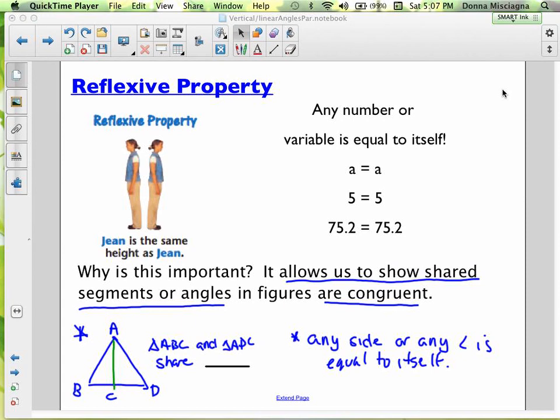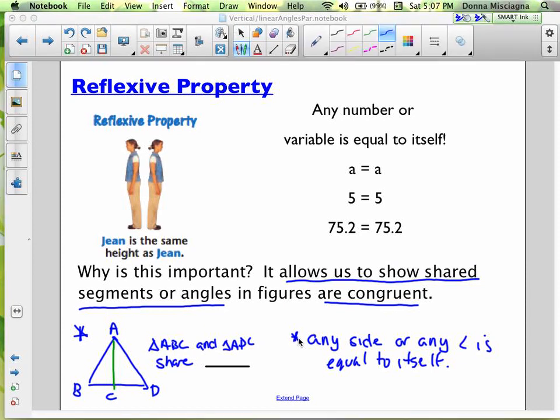But this is the one that's in your notes, and you can add a little bit more information about the reflexive property. Right? So it's a property we use a lot to justify. So reflexive property states that any number or variable is equal to itself. It's also true that any side, and I want you to add a very important part to your notes, any side or any angle is equal to itself. So why is this important? It allows us to show that shared segments or angles in figures are congruent. So anytime we have something that's shared, we can show that it's congruent using the reflexive property.